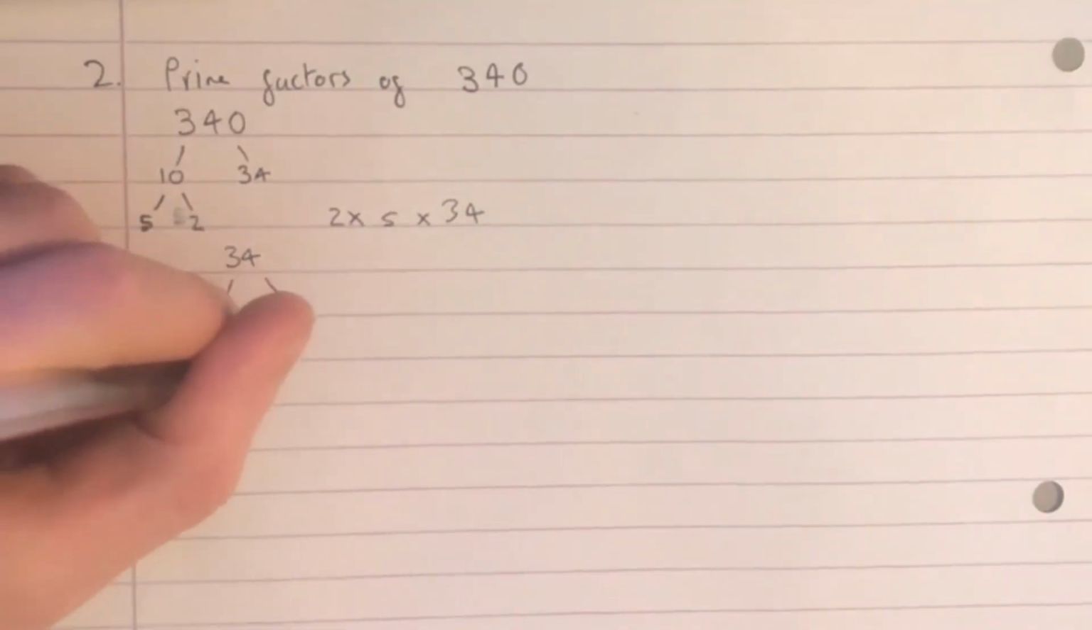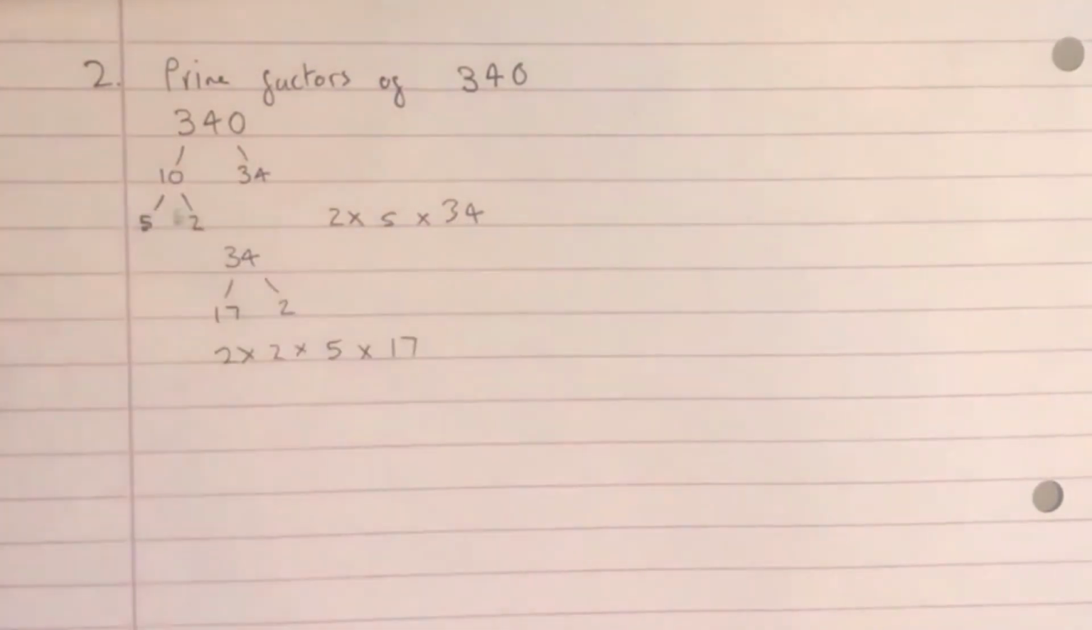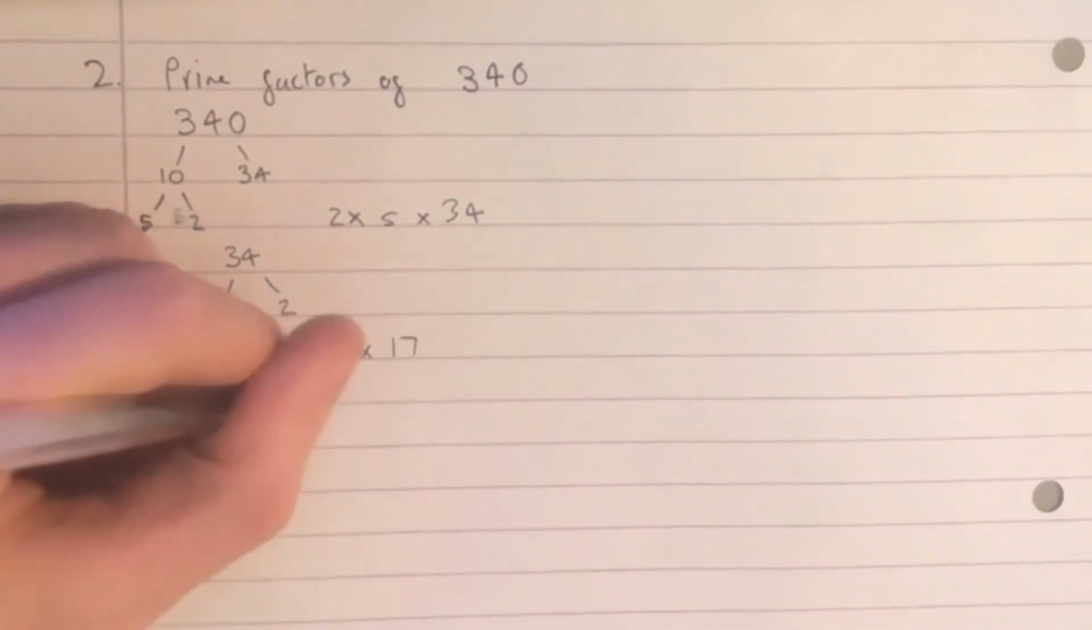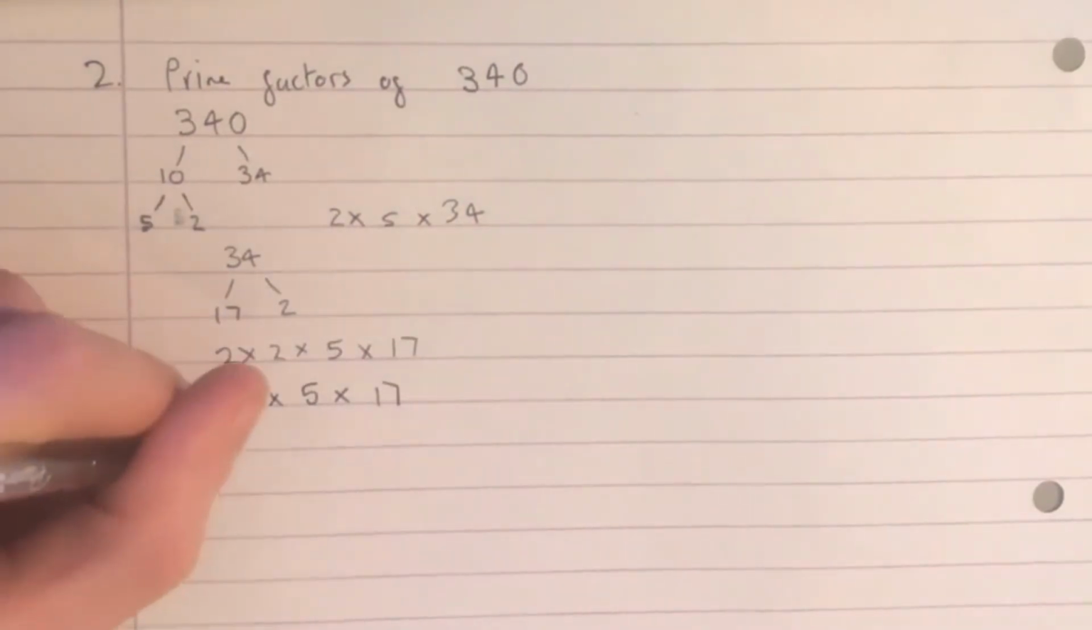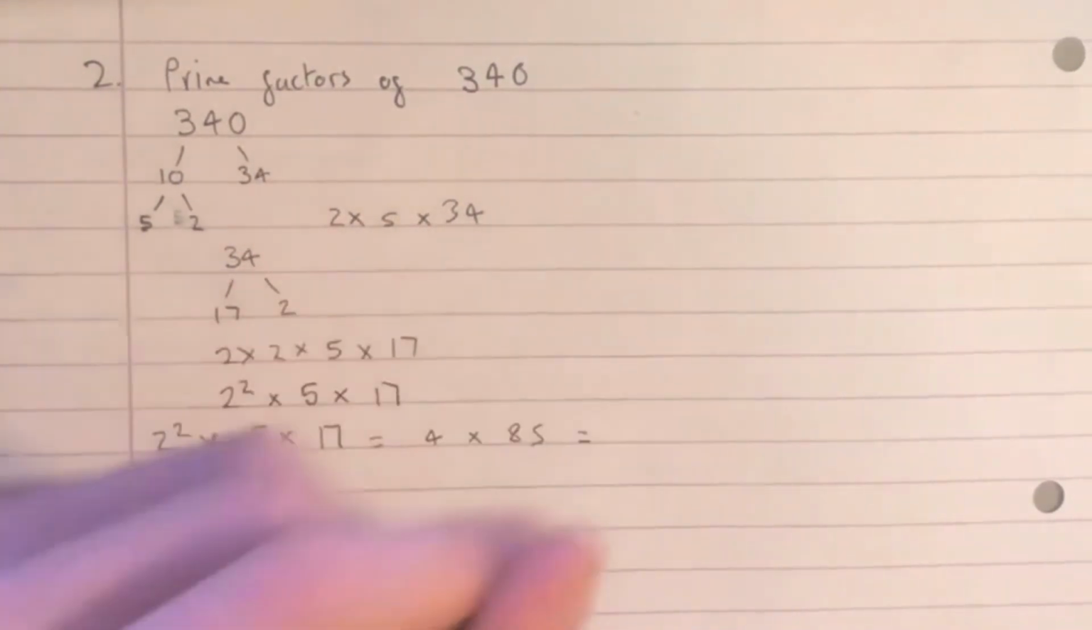So we write 2 times 2 times 5 times 17. Then we can write it as 2 squared times 5 times 17. A way we can check is by doing the operation, which will come out to 340.